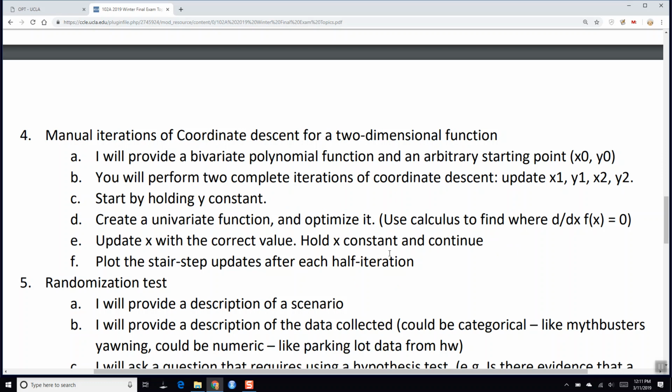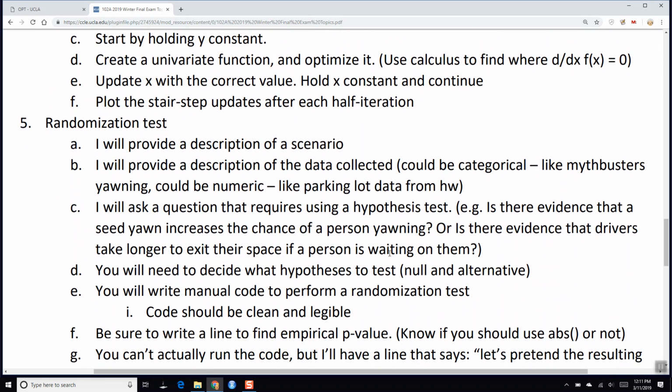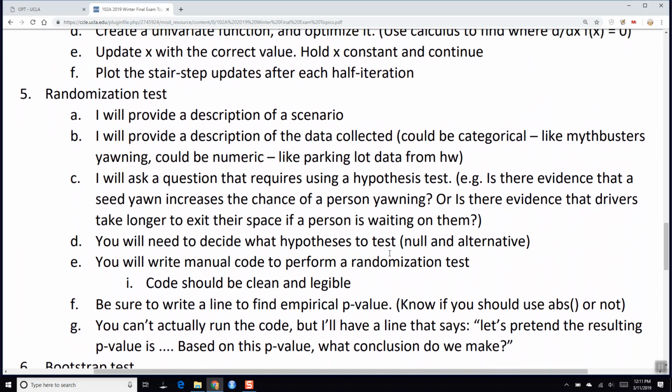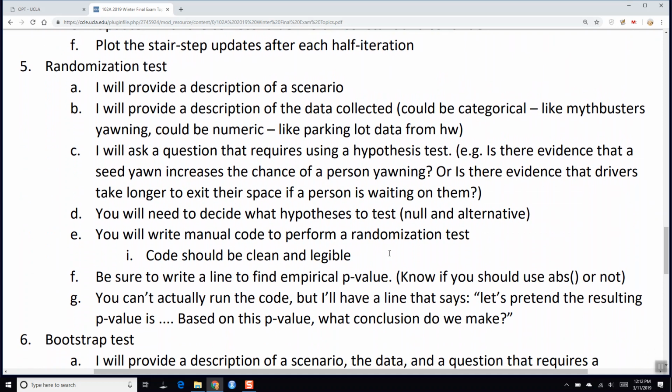This feels okay. All right, and then you'll have a randomization test, and then a bootstrap test. So randomization test, I'll provide some kind of scenario along with the data. All right, and the data could be categorical, kind of like our Mythbusters yawning example in class, or it could be numeric, which is kind of like the parking lot data in the homework. And then I'll ask some kind of question. Is there evidence that a seeded yawn increases the chance of a person yawning, or is there evidence that drivers take longer to exit their space if a person's waiting on them? Something like that, right? That requires a hypothesis test.